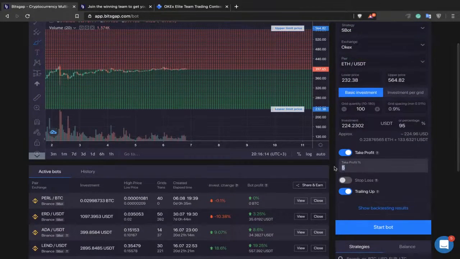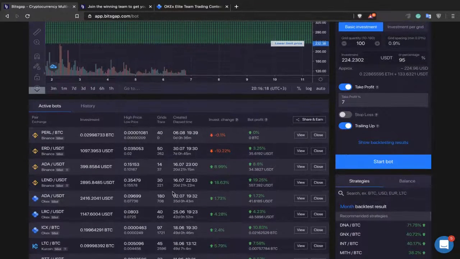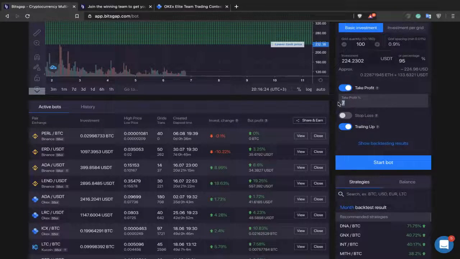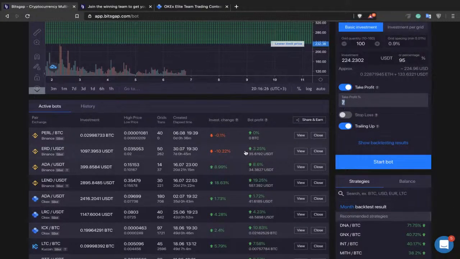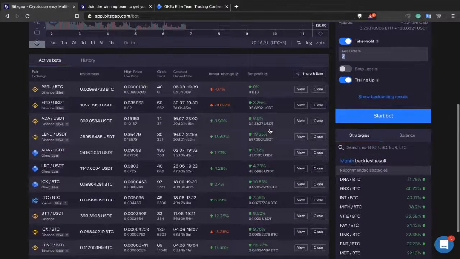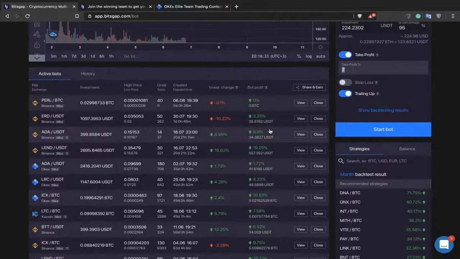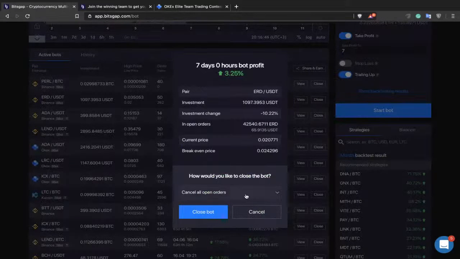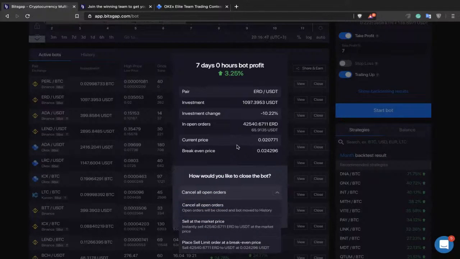And let's say I want to have 7%. So as soon as the investment change hits the 7% benchmark, then the bot will automatically cancel out. And regarding those other exit strategies that we offer at Bitsgap, when you click on close, and let's use the ERD trading to USDT, you will find that there are 3 options to close the bot.